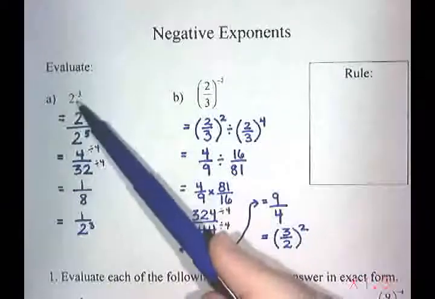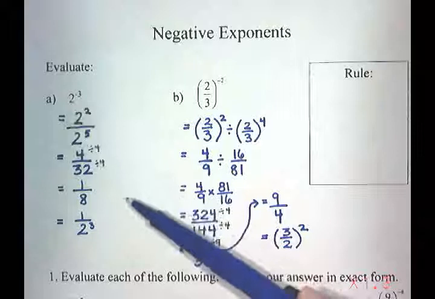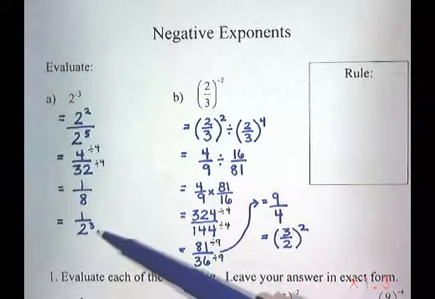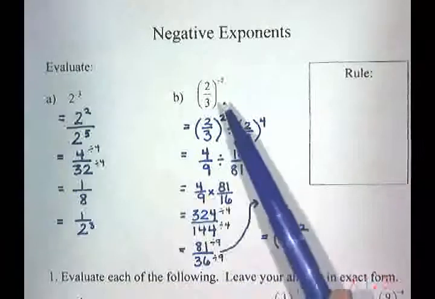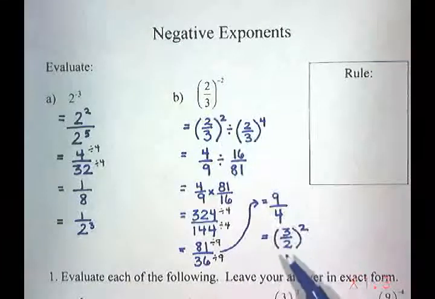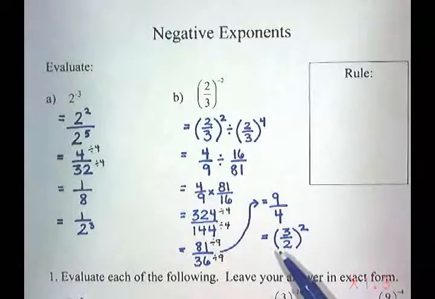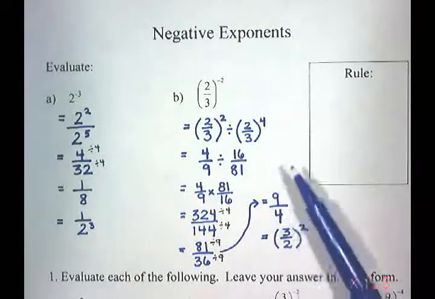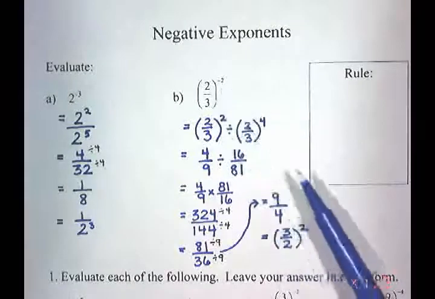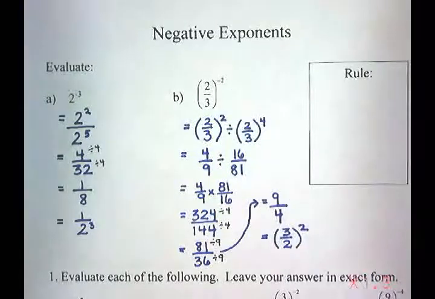I ended up here when I had 2 to the power of negative 3 with 1 over 2 to the power of 3. It looks like it has flipped the base over, so that 2 has become a 1 half, and then we did the power of 3. Here, that 2 thirds became a 3 over 2. So what happened to that is it has flipped over, and then my power of negative 2 is now a power of positive 2.